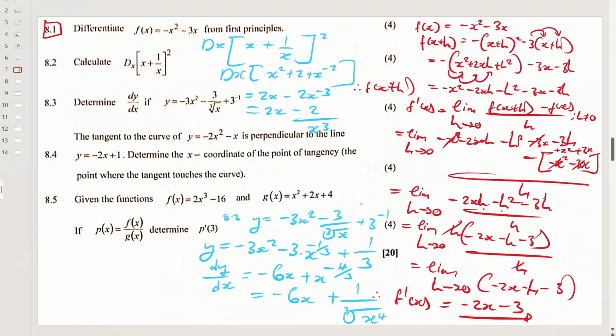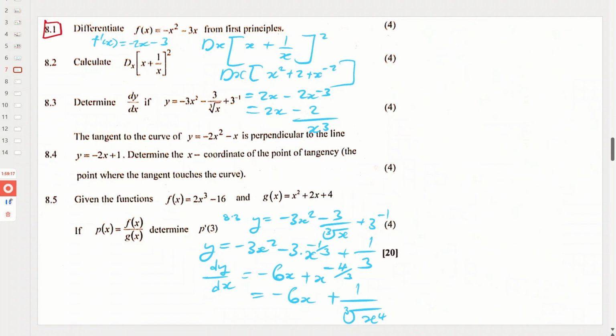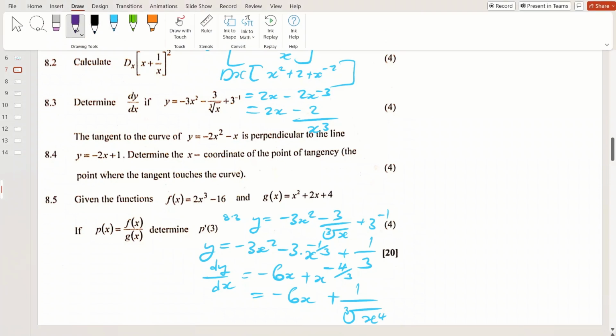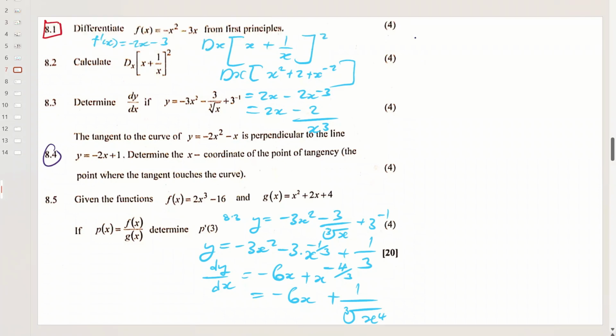Yeah? So guys, let's see the next question. I'm just going to erase this part here. So you know the derivative of that one there will give us negative 2x minus 3. Yeah? So now, okay. So next question. Yeah? Next question, 8.4.